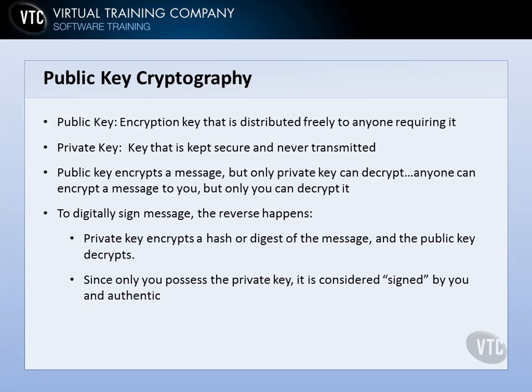Now, the public key encrypts a message, but only the private key can decrypt. Let me give you a reminder here. Whatever one key encrypts, only the other key can decrypt. So if the public key encrypts it, only the corresponding private key that the user has can decrypt it. So if you want to keep something confidential, I might use Tim's public key to encrypt something, and then only Tim's private key can decrypt it. So only he can decrypt that message. Now anyone can encrypt and send it to Tim, but only Tim can decrypt it.